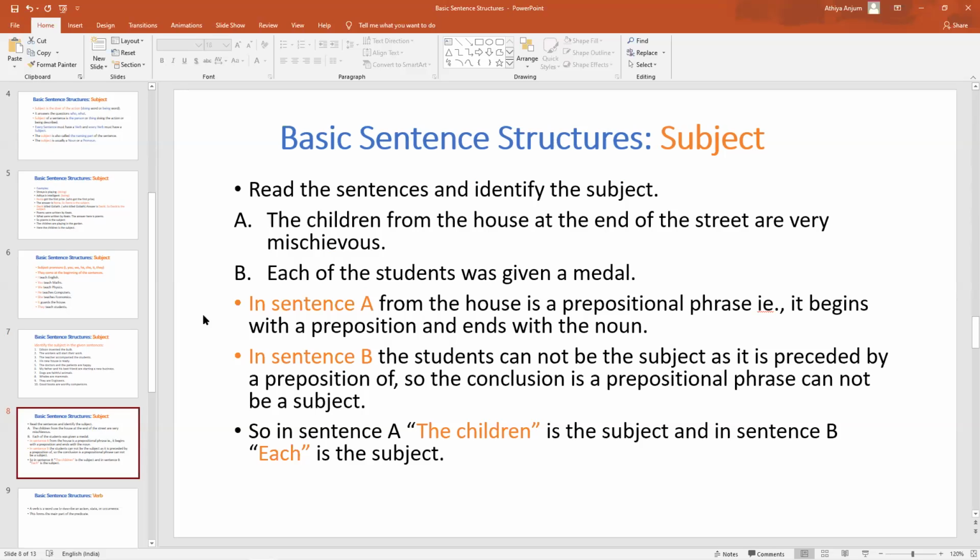Okay, so here, which is the subject? The children. Again, "the" is the attributive. Children is your actual subject, right? Next, "each of the students", the determiner also, you call it, all those things.